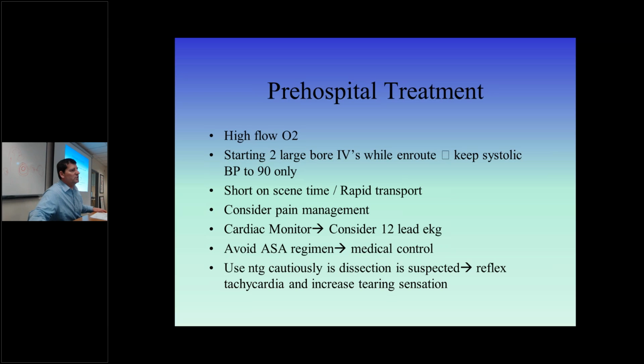So I want you to know those numbers, but in real life, we're going to aim towards 70. Especially with a dissecting aortic aneurysm, you do not want to be pumping 90, because you're going to get that tear going further and further. You're going to cause more trauma. So 70 is just fine. Obviously, we're looking for rapid transport, short scene time. Pain management is going to be the way, depending on how much pain they're in.